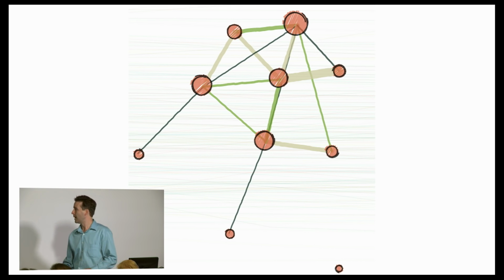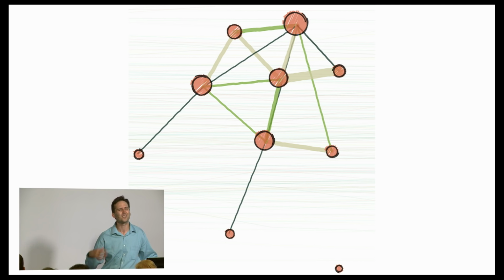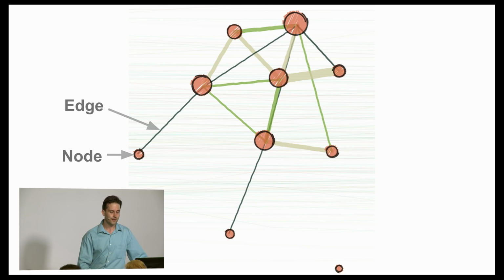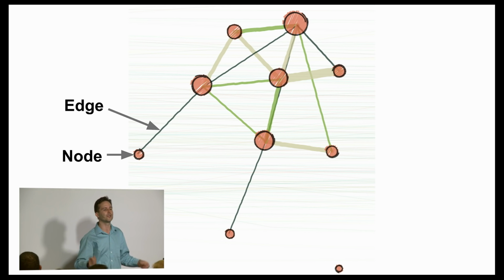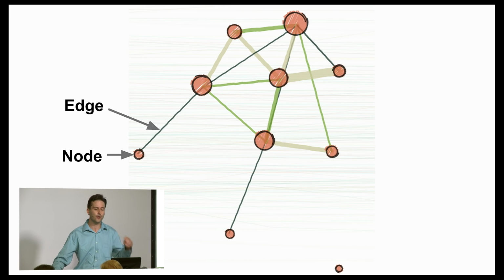Networks. This is the result of a force-directed network. It's what people typically think of when we see network layouts. You have these circles and lines. The circle is what we refer to as a node. The line is an edge indicating some direct connection between the nodes.